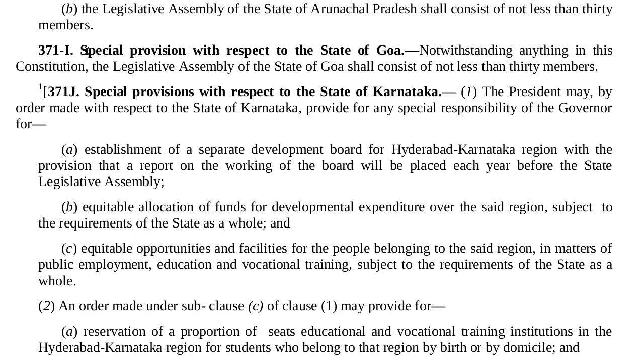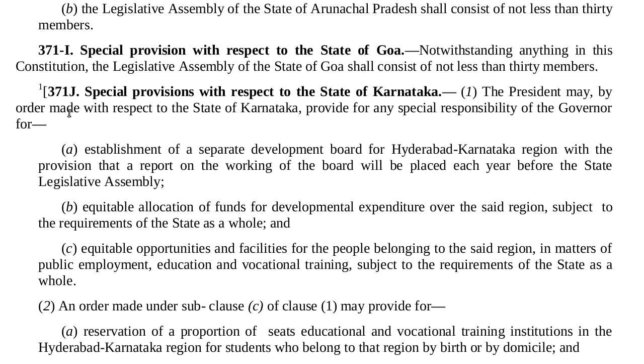Article 371I. Special provisions with respect to the state of Goa. Notwithstanding anything in this Constitution, the Legislative Assembly of the state of Goa shall consist of not less than 30 members. 371J. Special provisions with respect to the state of Karnataka.